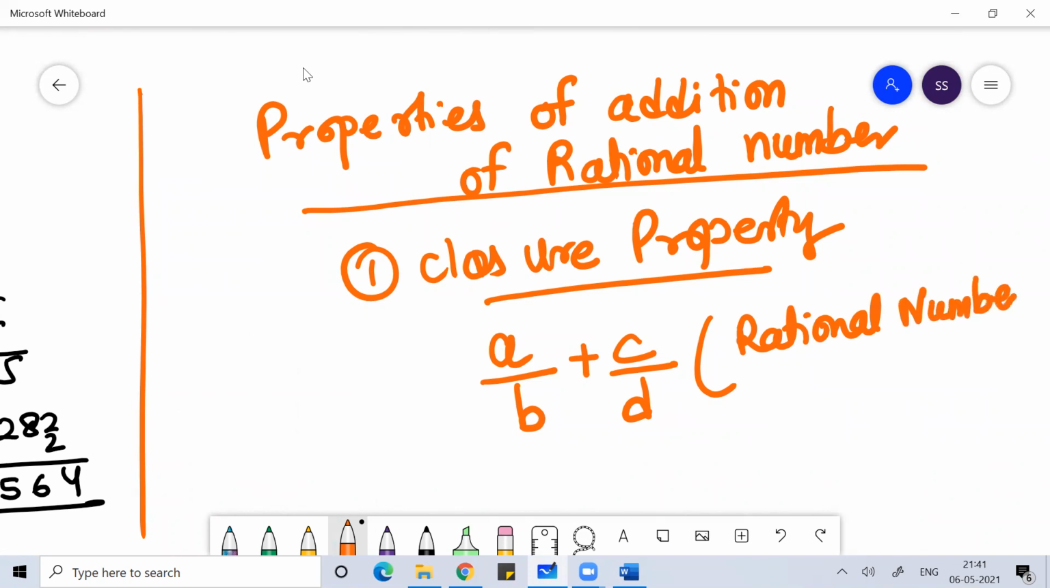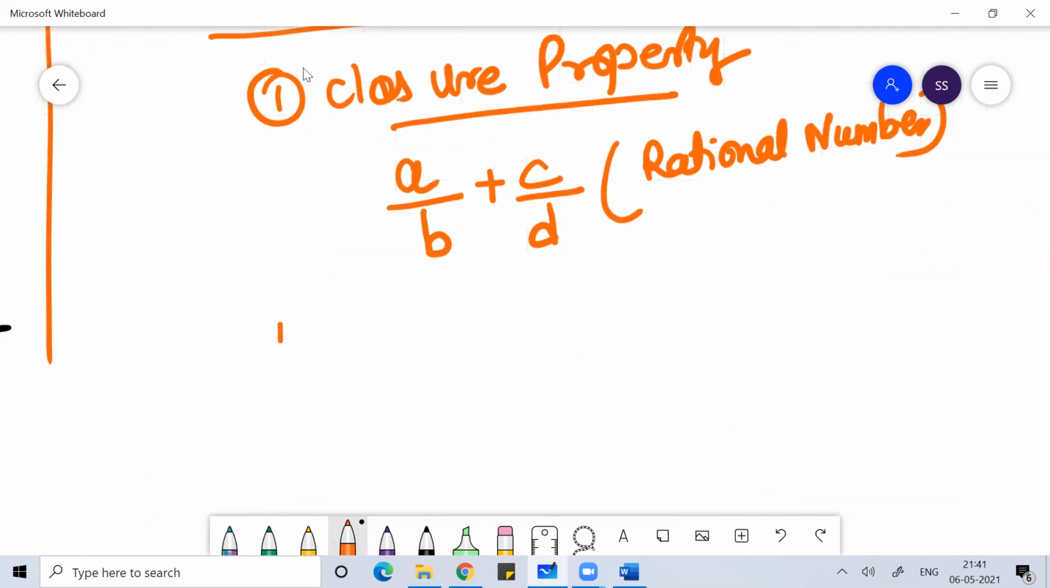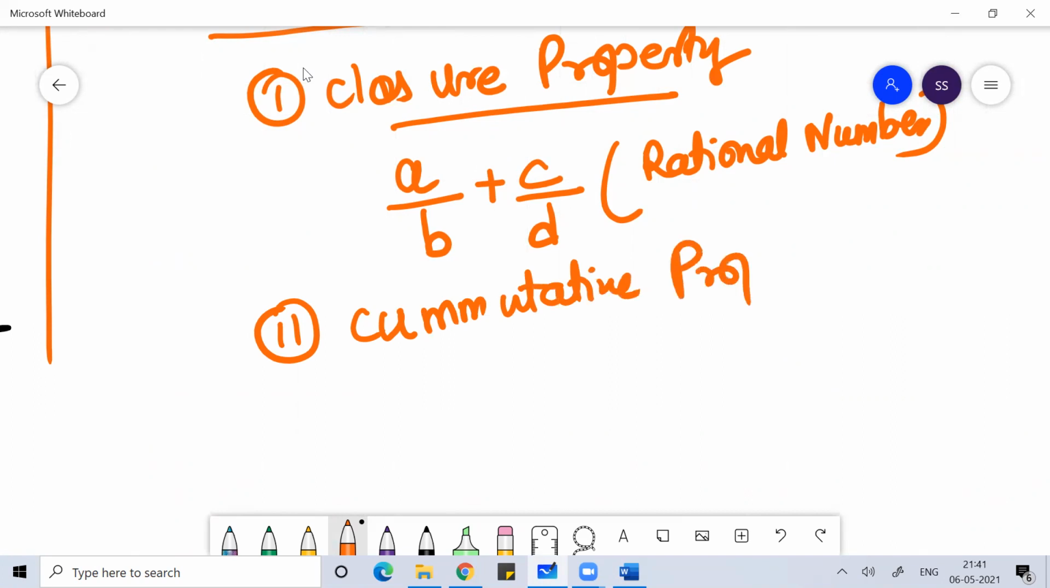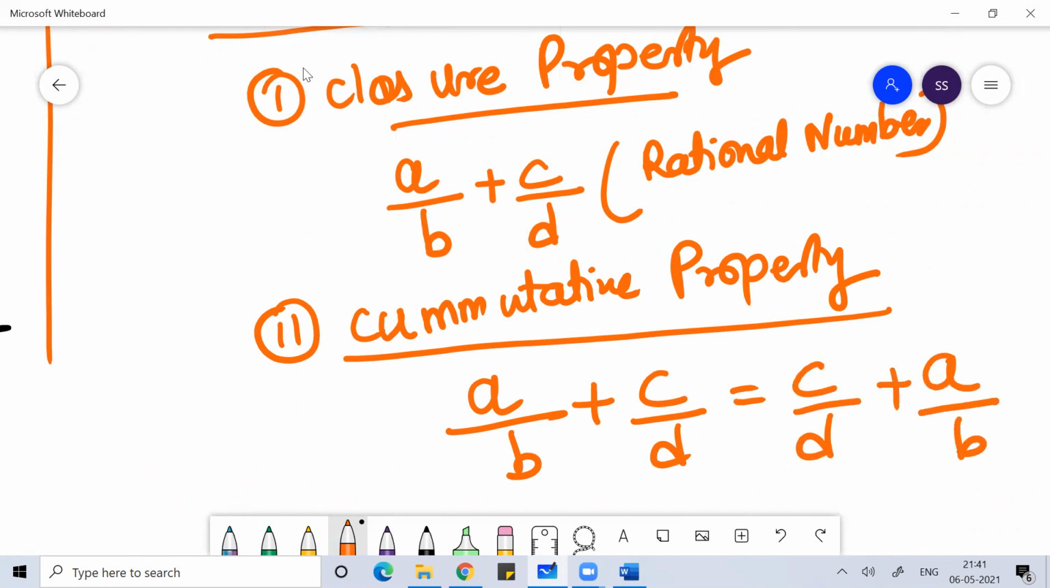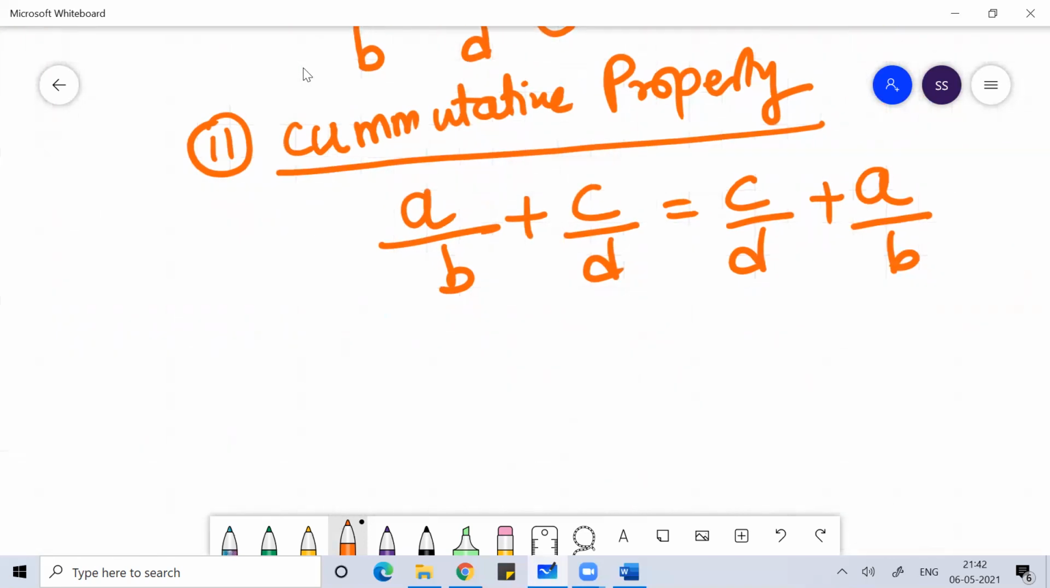After the closure property, the next property we need to study is the commutative property of addition of rational numbers. You have to understand that A by B plus C by D will be equal to C by D plus A by B, where A by B is a rational number and C by D is a rational number, where B and D are not equal to zero.